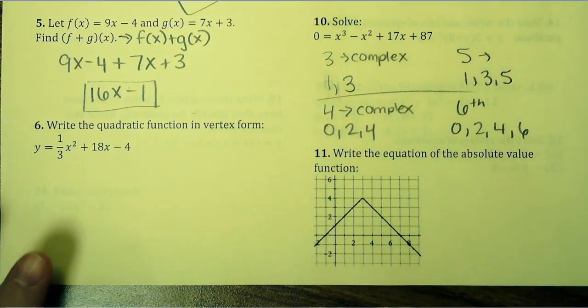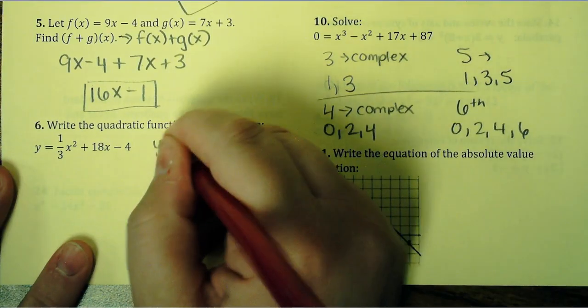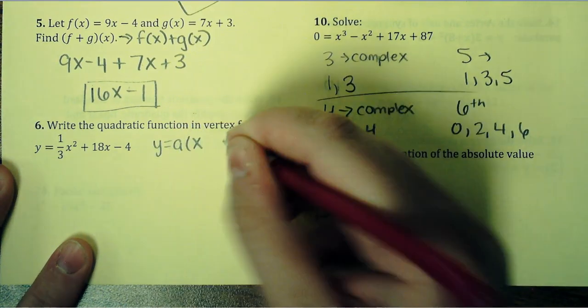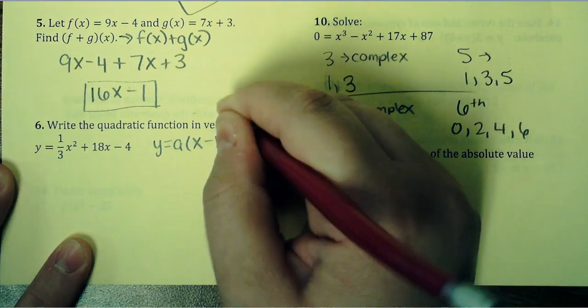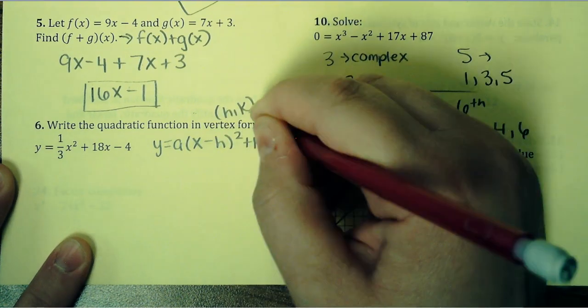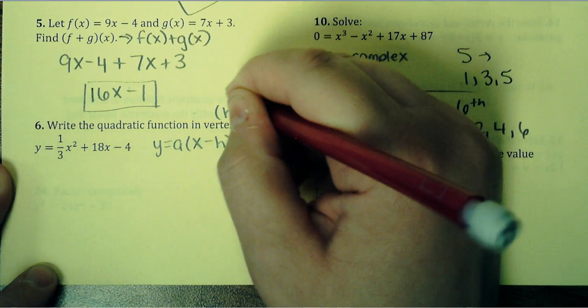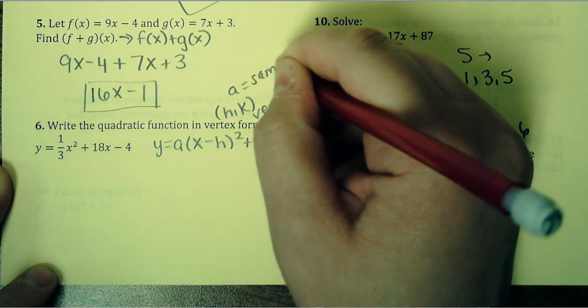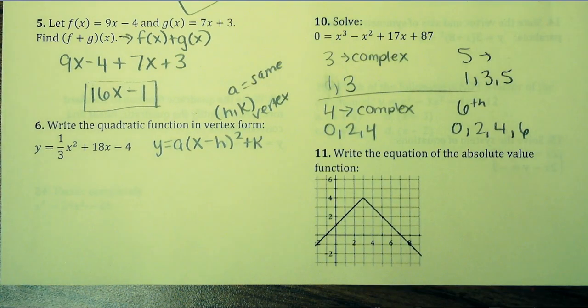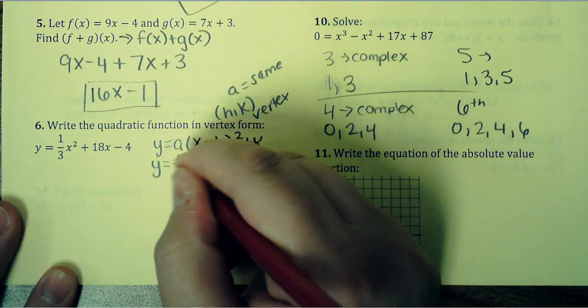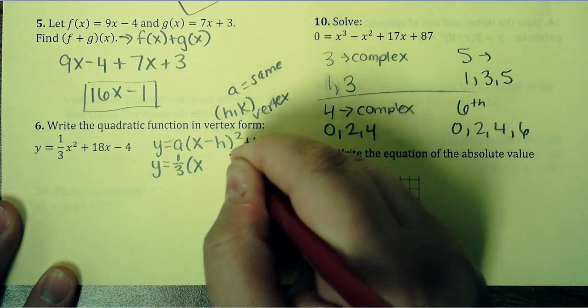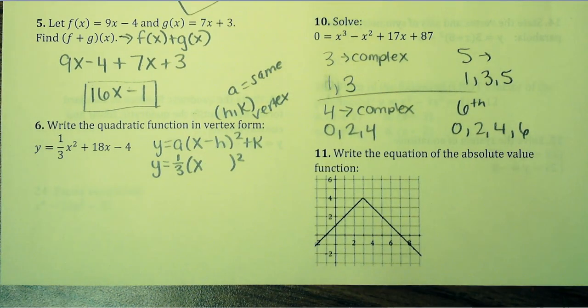Write the quadratic in vertex form, so I better remind myself of vertex form. It's y equals a times x minus h squared plus k. h, k in that formula is the vertex. And a is the same in standard form and in vertex form. So I'm going to start writing this here real quick. I can see the a value is 1/3. So right now I already know the a value, all we need to find are the h and k.